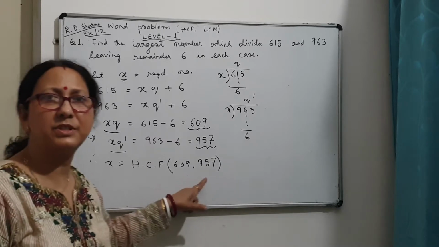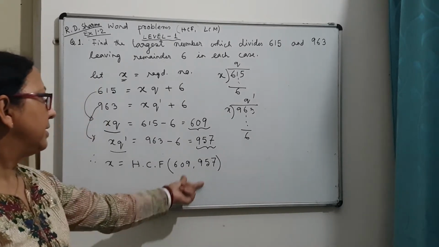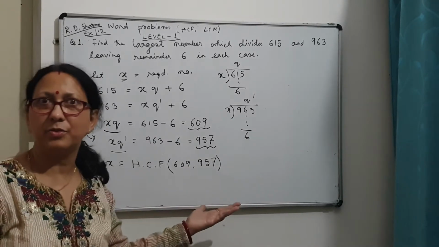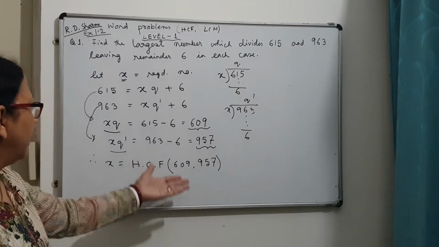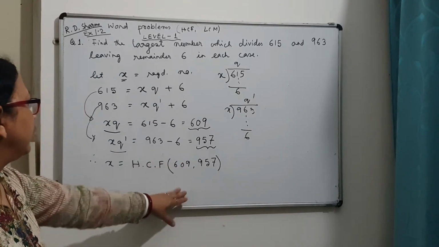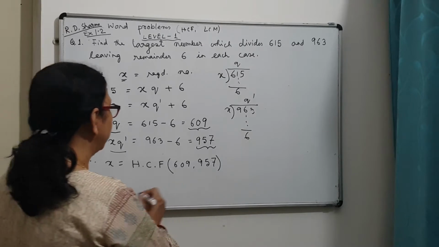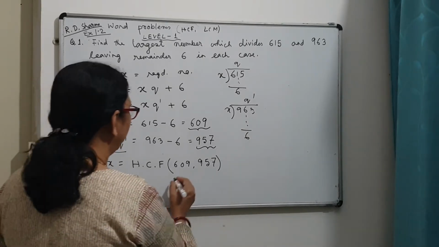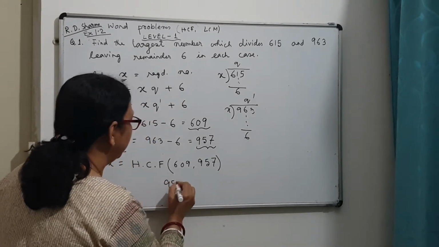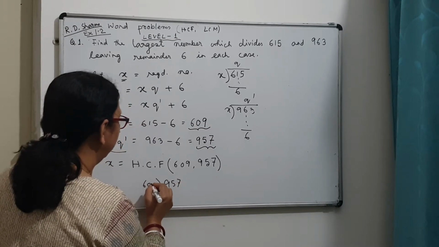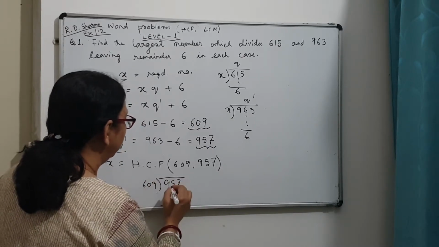So by Euclid's division algorithm, we can find this. You know the method how to find it. I have shown it in the previous class. So that will be the answer. I am giving you the answer, and you know how to do it. You will divide 957 by 609. In this way we will proceed.